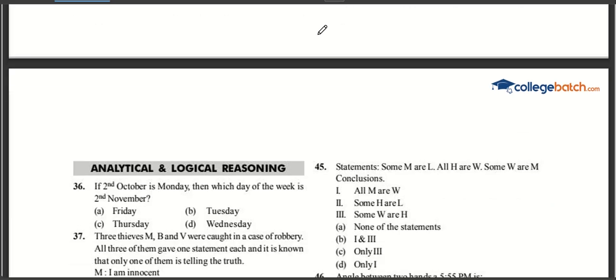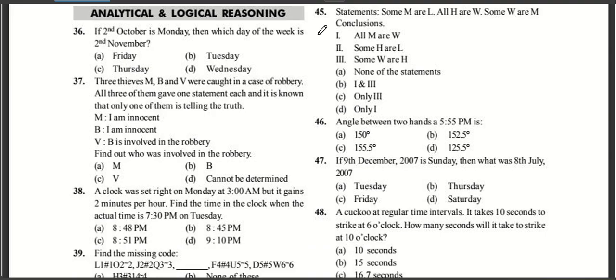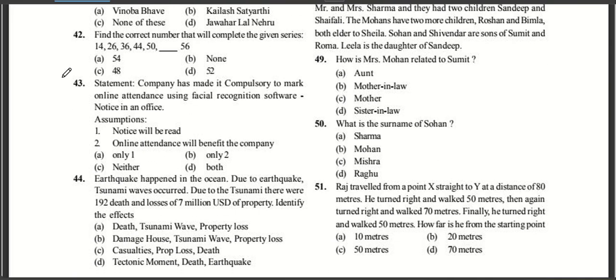So let us go ahead, as we have initiated the analytical and logical reasoning section, and yesterday we solved question 43. Today we are going to solve question 44. So let us solve the question. An earthquake happened in the ocean. Due to the earthquake, tsunami waves occurred. Due to the tsunami, there were 192 deaths and a loss of 7 million USD of property. Identify the effect. Here they are asking for the effect. Kindly note, not the cause. They are just trying to ask for the effect.